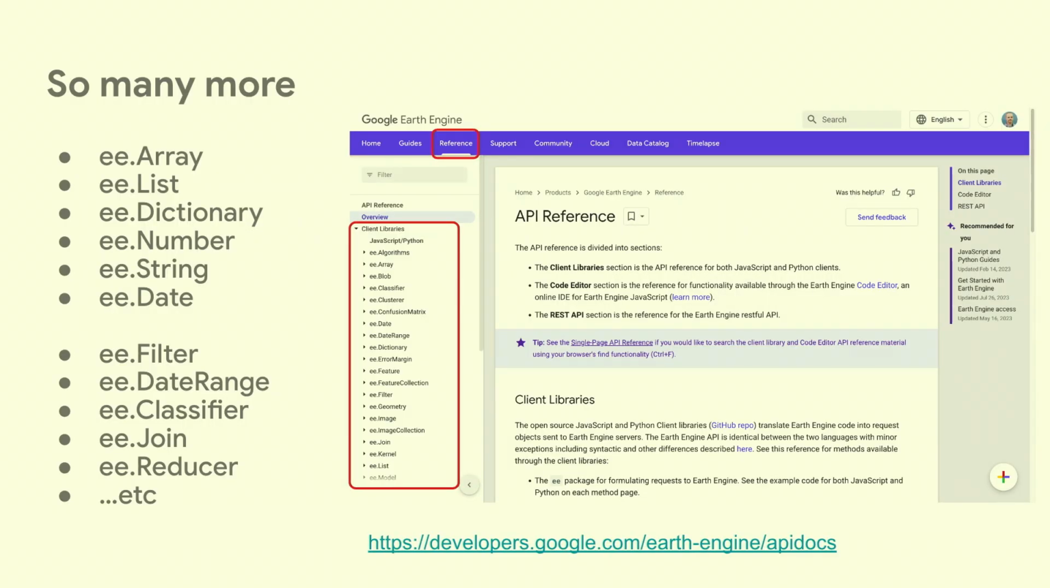And there's so many other data types in Earth Engine. So those are the really common geospatial data sets, but then we also support the common data classes that you would find in other programming languages, like arrays, lists, dictionaries, numbers, string, date. And then also a set of more specialized data classes specifically for Earth Engine that deal with filtering collections, handling date ranges, classifiers, and joins.